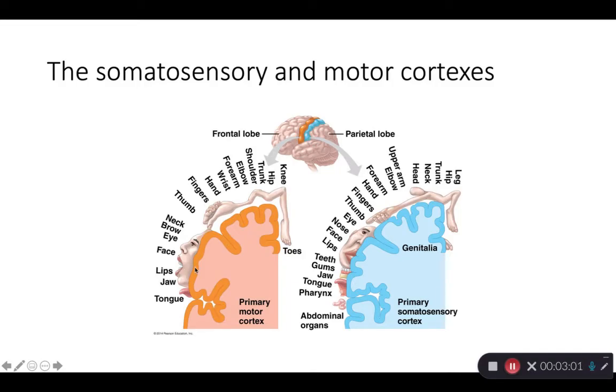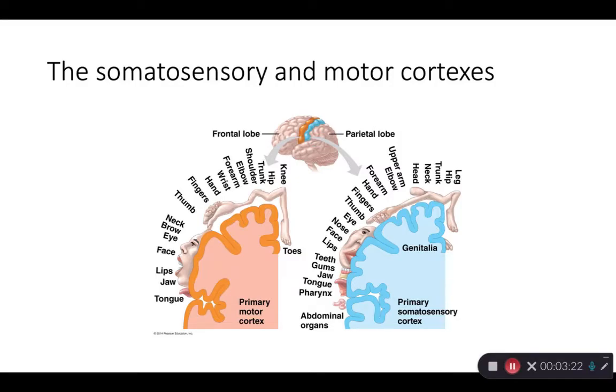One thing that you will notice by looking at the motor homunculus is, first of all, that adjacent areas of the body tend to be represented by adjacent areas of the motor cortex. So like your elbow is right next to your forearm, which is next to your wrist, which is next to your hand. So it kind of creates a map in the brain of where those muscles are in your body.